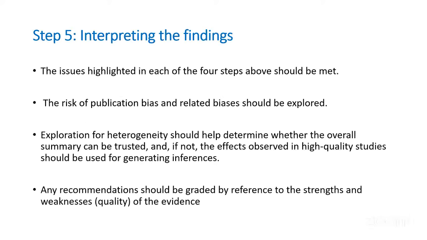Now, step 5 is interpreting the findings. I already told you about the 4 steps. Then risk of publication bias and related bias should be explored, and you must explore the heterogeneity by sensitivity analysis and meta-regression, so that when it comes into the public domain, readers will at least get these findings, whether and why this heterogeneity came. So one by one you have to show that.